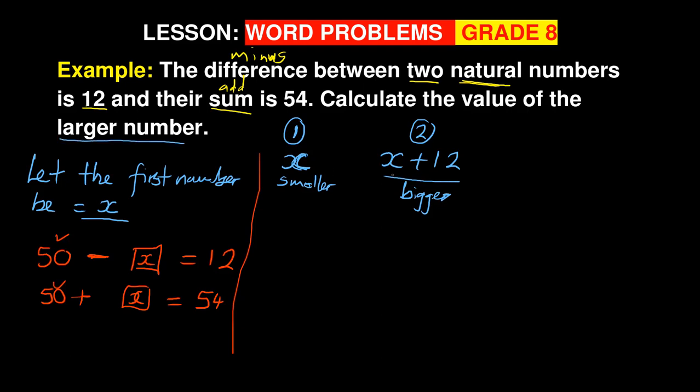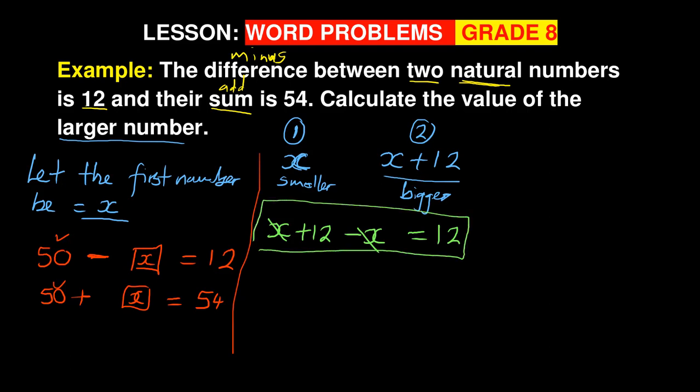So now if you look at these two numbers, they say the difference between the two numbers. In this case, if I subtract the two numbers, x plus 12, that is the bigger number, minus x, you will see that it will cancel that and give me a 12. So it does meet the first expression, which says the difference between the two natural numbers is 12. So that statement is correct.